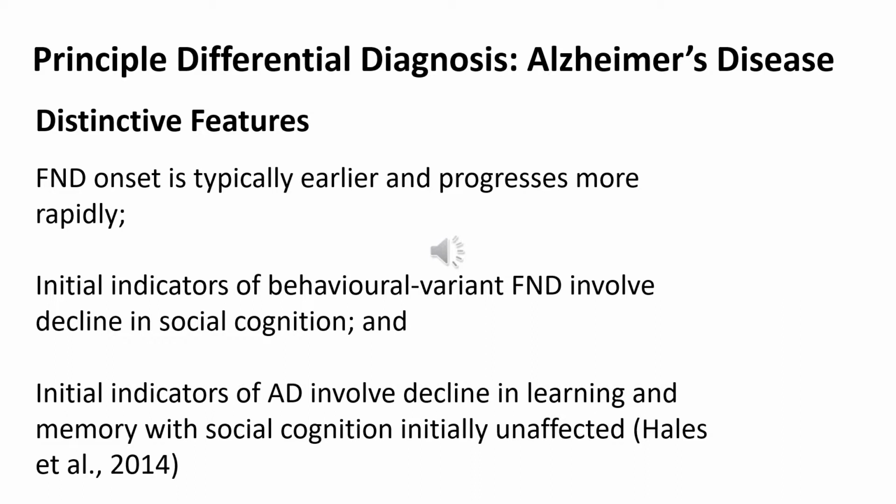However, FND onset typically occurs at a much earlier age and progresses more rapidly than in AD. In behavioral variant cases of FND, decline in social functioning is an early feature, whereas in AD social cognition is often spared for relatively extensive periods, and instead difficulties in learning and memory typically feature during the early stages.